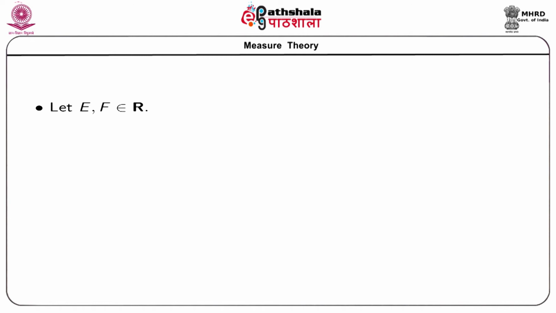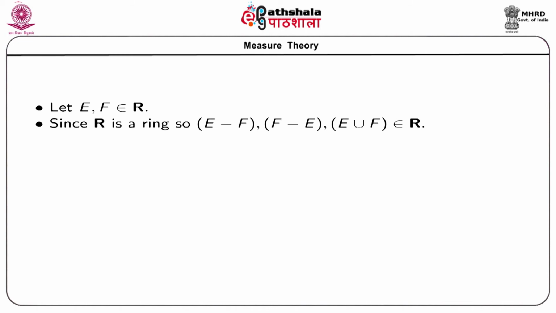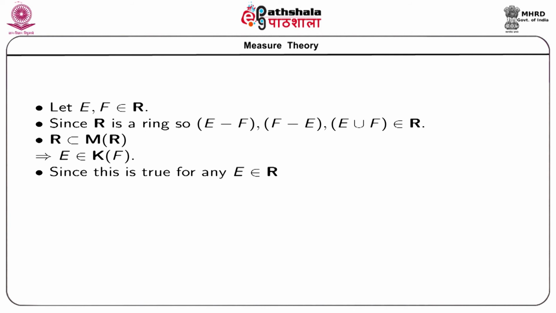Now, we start with two sets E and F from R. Since R is a ring, E minus F, F minus E and E union F all of them belong to R. Consequently, as R is a subset of MR, all the three sets E minus F, F minus E and E union F belong to MR, and this shows that E belongs to K_F. Now, this is true for any E belonging to R. So, we must have R subset of K_F.